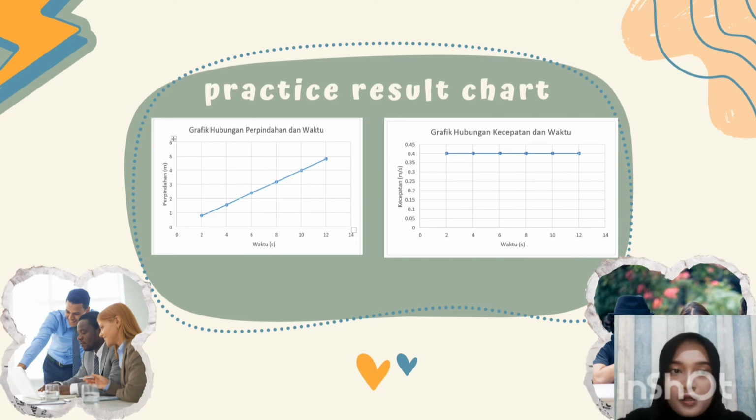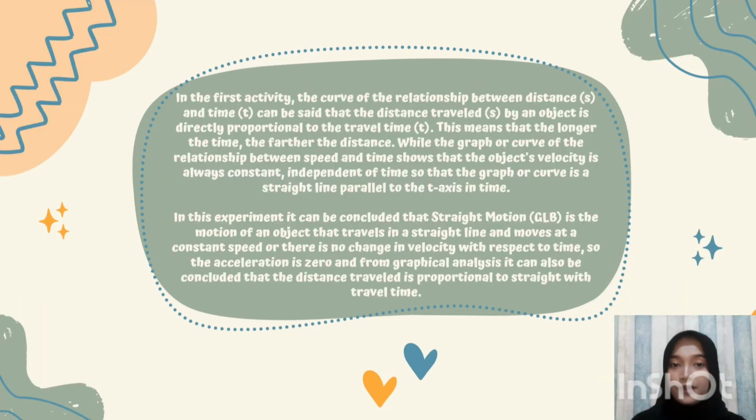Look at this. In the first activity, the curve of the relationship between distance and time shows that the distance traveled by an object is directly proportional to the travel time. This means that the longer the time, the farther the distance. While the graph of the relationship between speed and time shows that the object's velocity is always constant, independent of time, so the graph is a straight line parallel to the time axis.